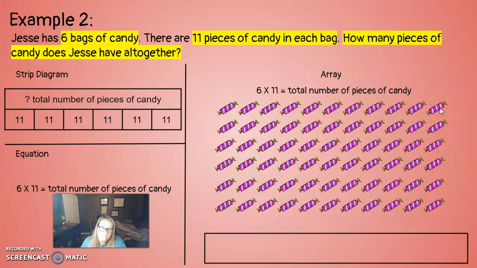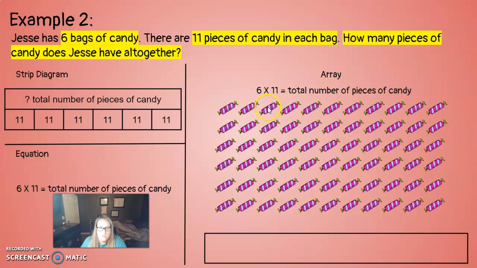row. Now remember, there's lots of different ways I can solve for this. I can count every single piece of candy, and that's completely fine. I also could skip count by 6s, or I could skip count by 11s, or I could use repeated addition. Whatever way works for you is completely fine. I think I'm going to count, but I'm going to write down my number beside it after I finish each row so I don't forget where I'm at.